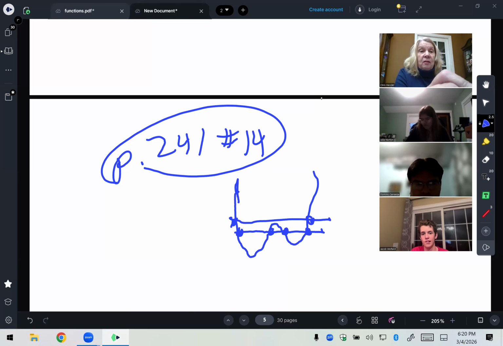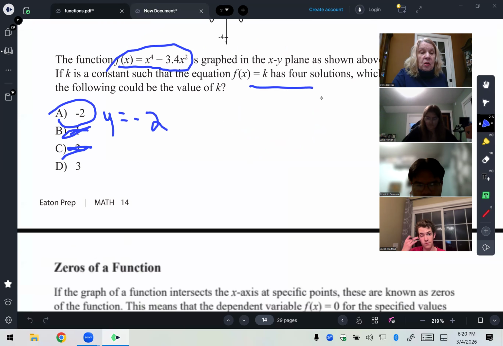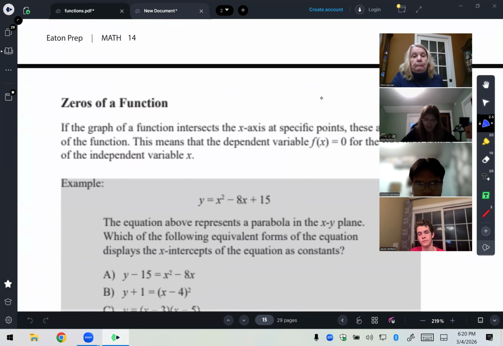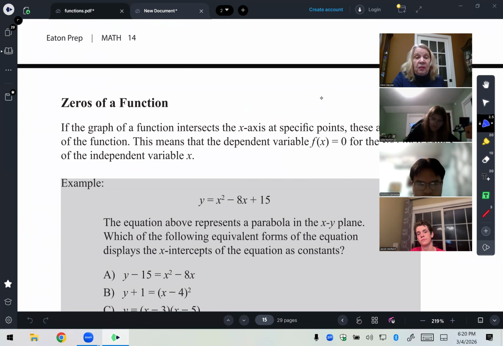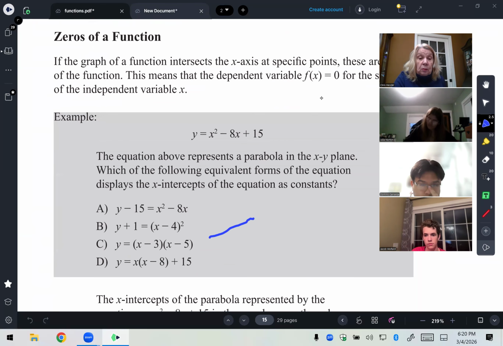Okay, so let's go to the functions. So here, if the graph of a function intersects the x-axis at specific points, so here pretty easily we can see this will be the one that has the x-intercepts right in the graph. So that will be C. Okay, so let's try a couple in the book.